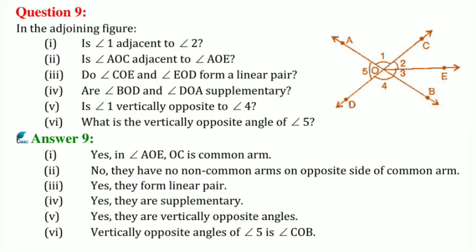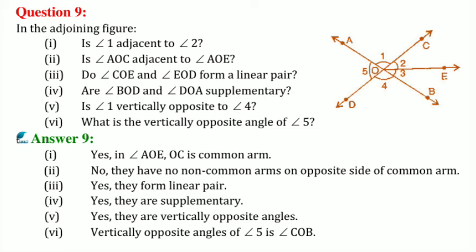The first answer: is angle 1 adjacent to angle 2? Yes, angle AOE and OC is the common arm, that's why those are adjacent. Second question, is AOC adjacent to AOE? No, they have no non-common arms on the opposite side of the common arm. Third answer, angle COA and angle EOD form a linear pair. Yes, they are a linear pair.